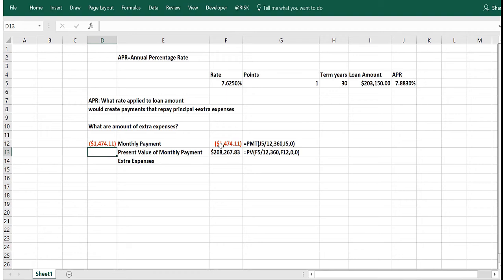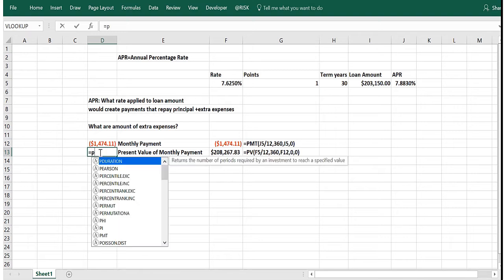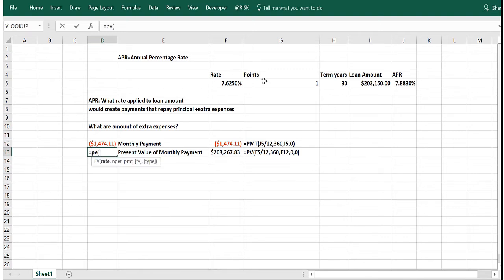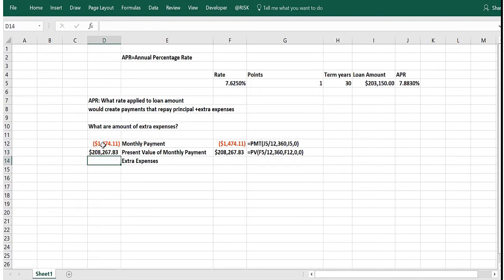So if you're paying $1,474.11 every month for 360 months, you can use the PV function to figure out the present value of that. You do PV, but you don't use the APR; use the rate on the loan. Then it's 360 months, and you're paying this amount. Remember, we want a minus sign in there to make the present value positive, if you've been following the PV videos. There's no future value here, and it's end of the month payments. So the present value of all your payments at the loan rate comes out to be $208,267.83, and that includes paying the company the expenses, the points, and other stuff.